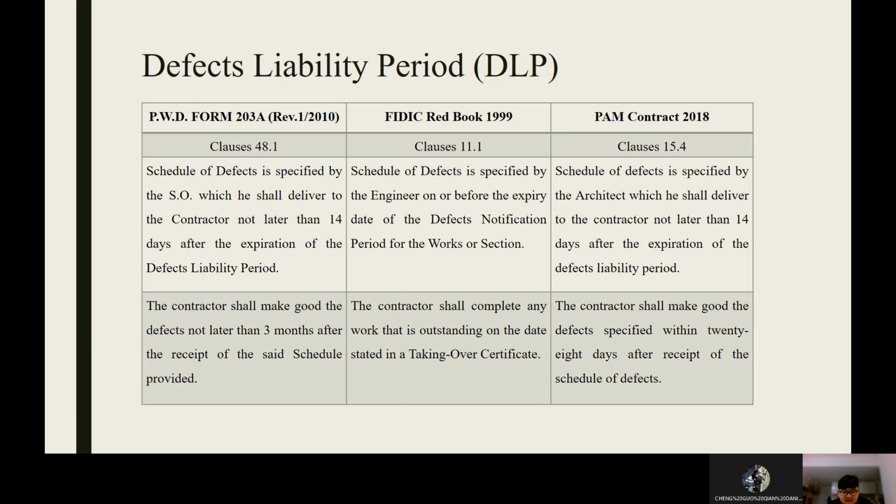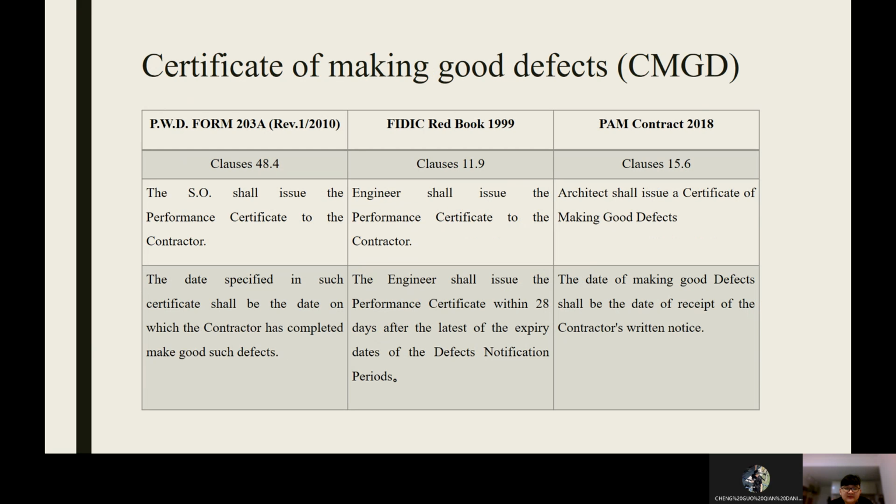The last topic is the CMGD, the Certificate of Making Good Defects. For the PWD form, the clause used is 48.4. The SO shall issue the performance certificate to the contractor, and the date specified in such certificate shall be the date on which the contractor has completed making good such defects.